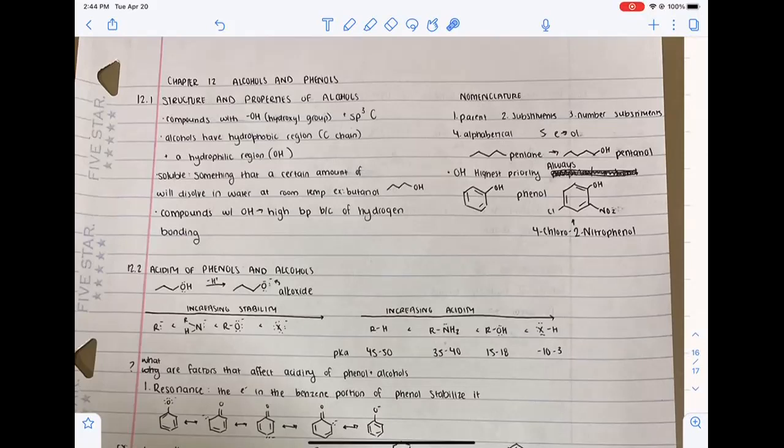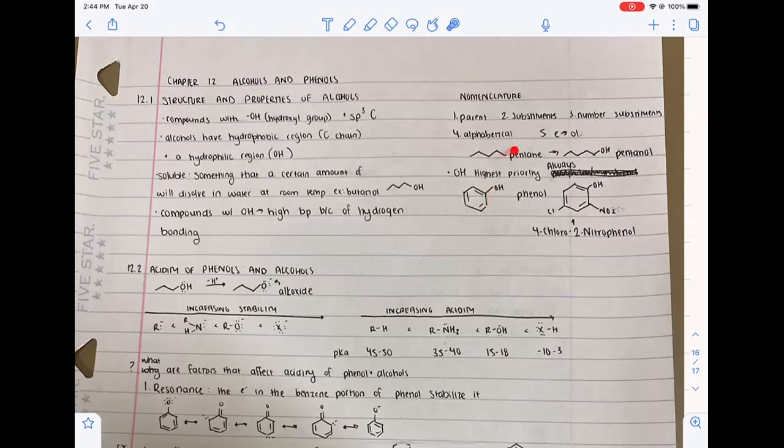Anyways, when we're doing the nomenclature, this is pretty easy. It's kind of just the same thing that we've been doing. And then alcohols always have the highest priority, even when there are pi bonds and stuff like that. It's going to have the highest priority. And then we see that when we have something like this, which is a benzene ring with an OH on it, this is a phenol.